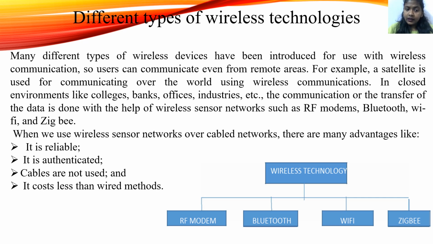When we use wireless sensor networks over cable networks, there are different advantages: it's reliable, it's authenticated, cables are not used, and it costs less than wired methods.